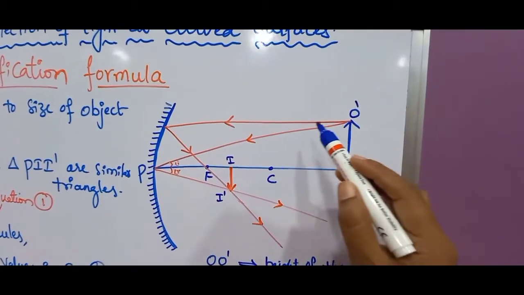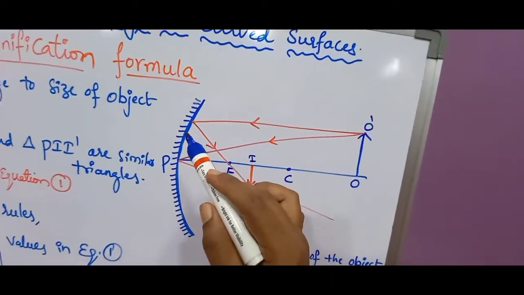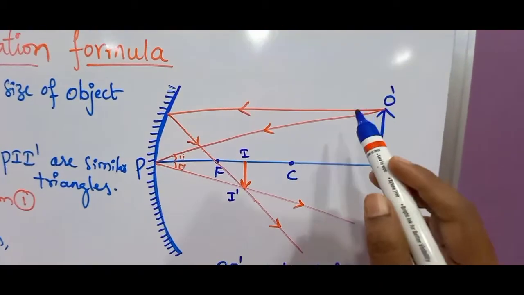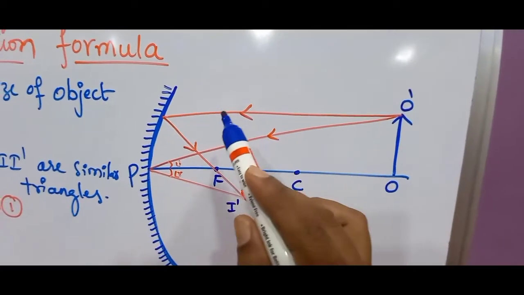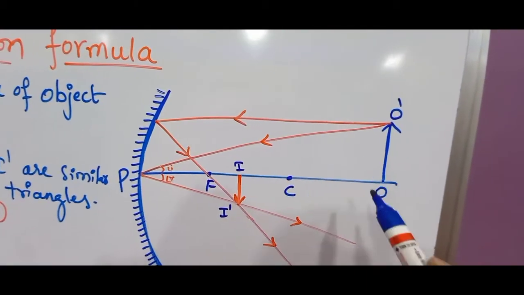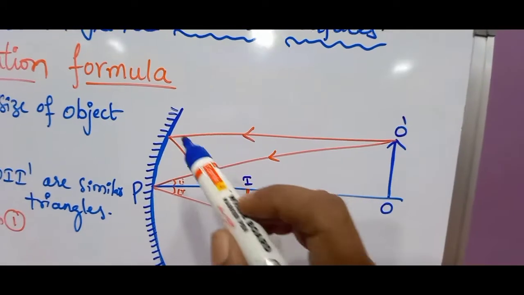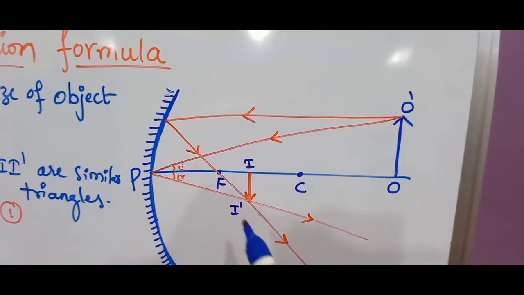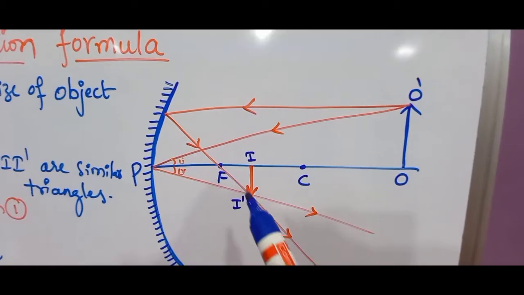Here, two incident rays are coming, and when they are incident on the surface of the concave mirror, they reflect. I have represented two incident rays coming from the top of the object. One incident ray is going parallel to the principal axis. This is the principal axis. Hence, upon reflection, its reflected ray passes through the focal point of the mirror. I have represented here that this reflected ray is passing through the focal point.